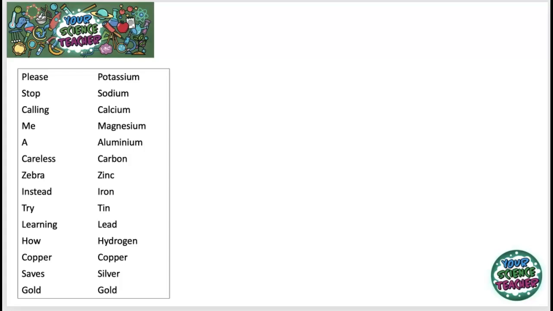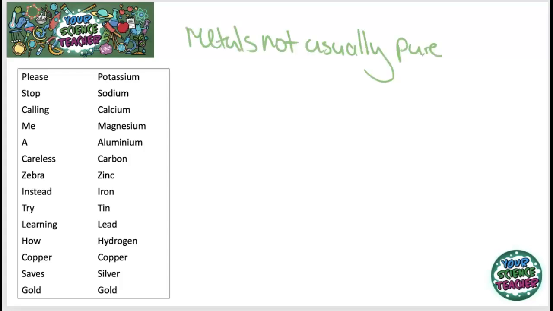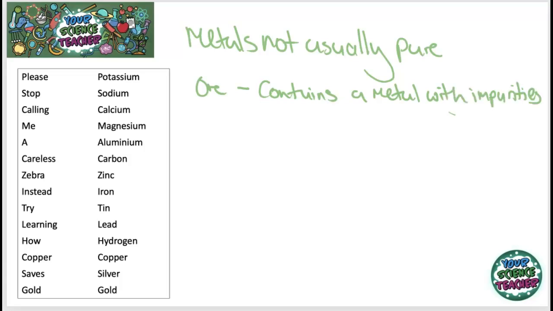Now, we use these displacement reactions in industry to collect important metals that we need in everyday life, because metals are not often found pure. Now, when we find a metal and it's not pure, we usually call this an ore, and that just means that it contains a metal with impurities. An example would be iron oxide. Iron oxide is a metal compound that we dig up from the ground, but we need to get rid of the oxygen from the iron oxide.